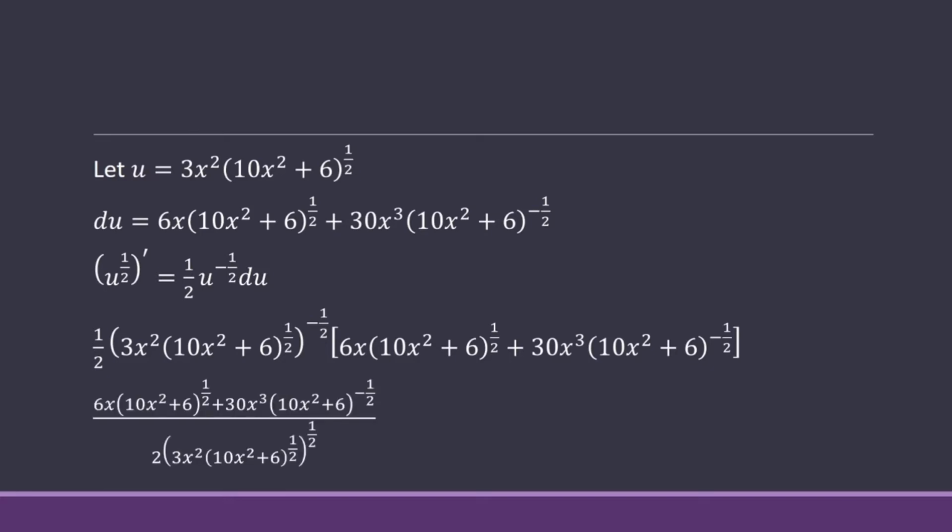So what I did here was I moved the 3x squared times 10x squared plus 6 to the 1/2 raised to negative 1/2 to the denominator. So the negative 1/2 would turn positive when you put it in the denominator. And then this 1/2 is just 2 in the denominator. So this whole term is down in the bottom. And then for 6x times 10x squared plus 6 to the 1/2 plus etc., I kept it the same. So the only thing I changed was what I underlined in red.